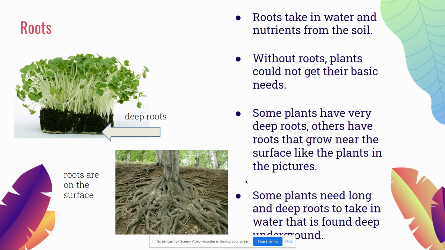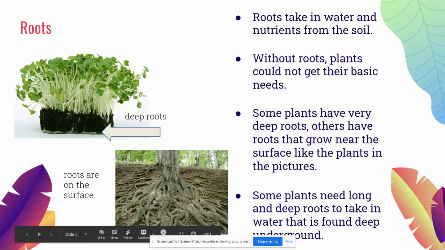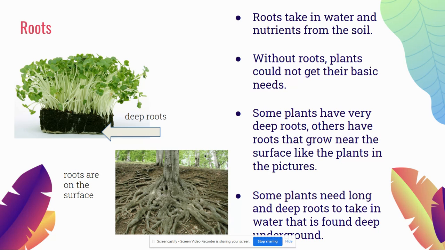Now, the roots. So you have two different kinds of roots, right? Here we have the deep roots. The roots are at the bottom of the soil, right? And then you have the roots that are on the surface, so you can basically step on them. Roots take in water and nutrients from the soil. When I'm talking about the soil, I'm talking about the ground, the dirt. So the roots take in water and nutrients from the soil. It's basically like they're drinking from the ground.